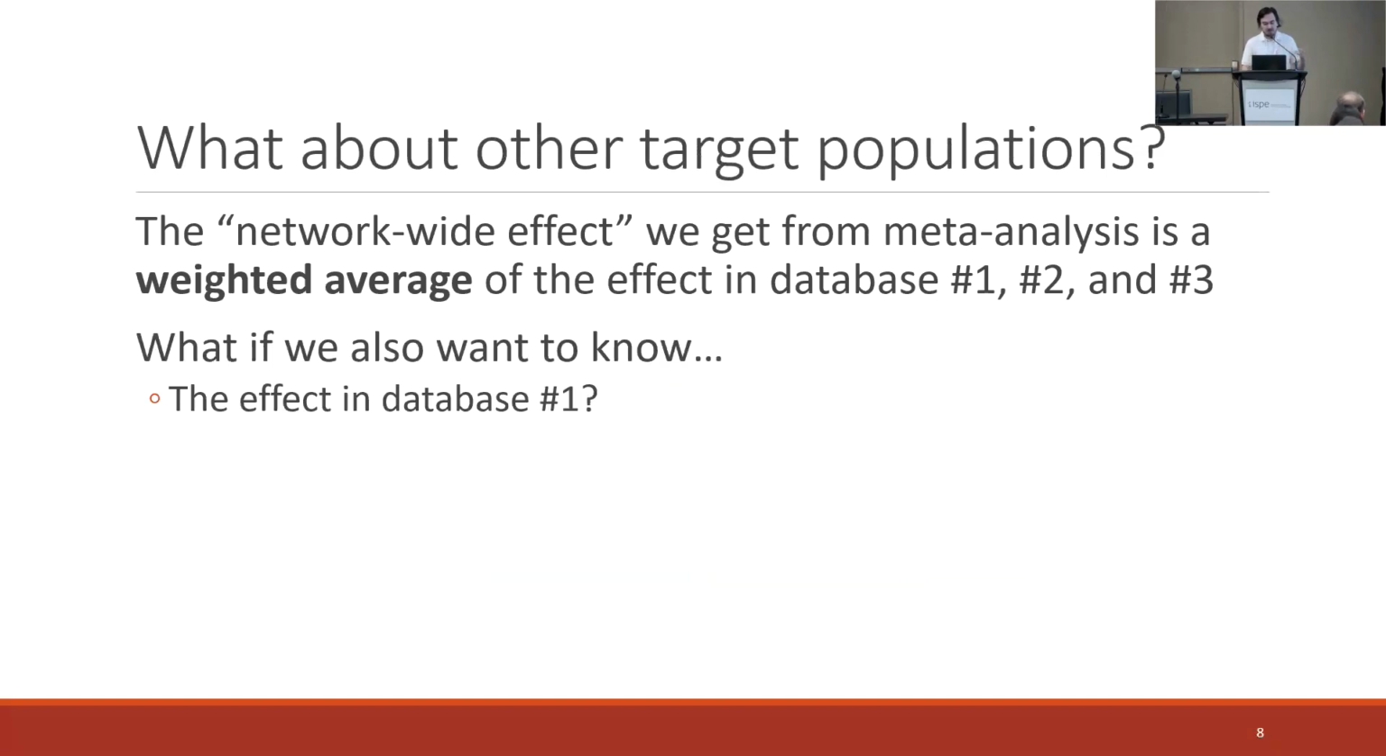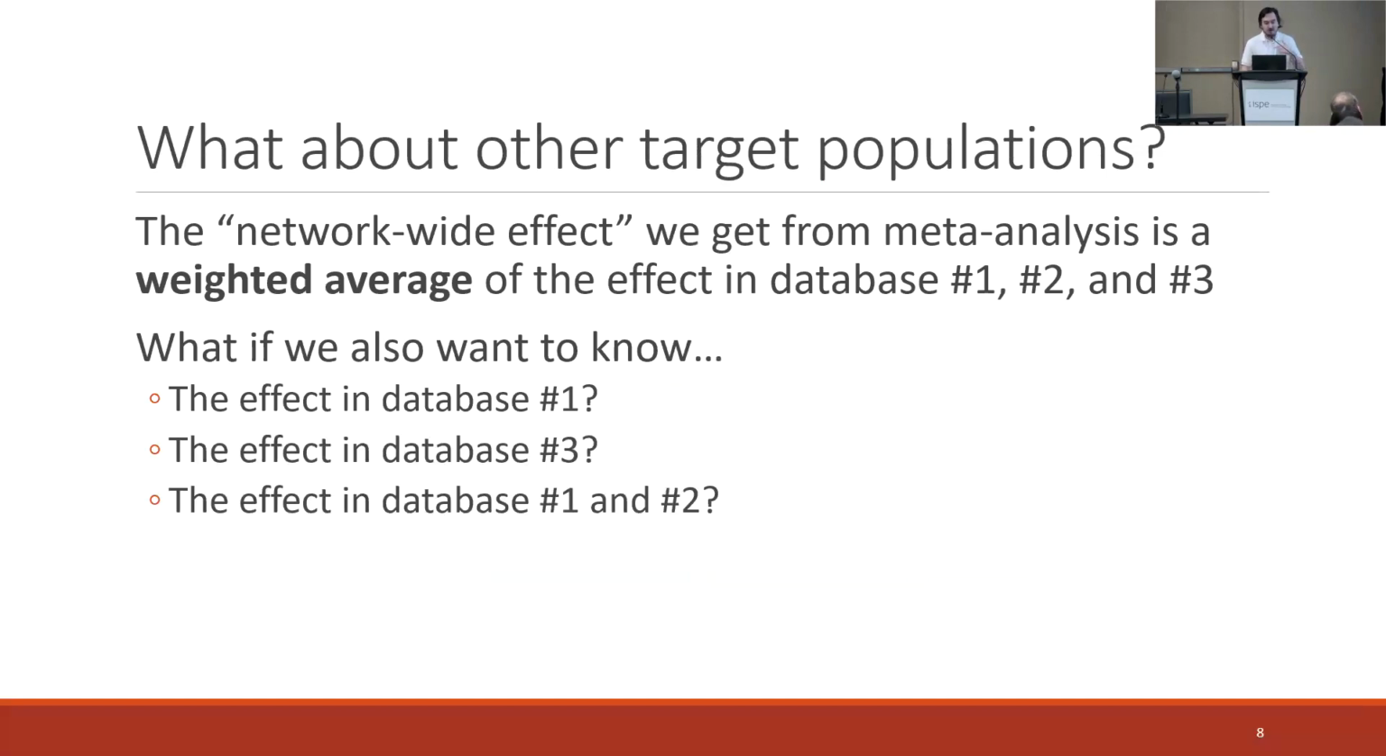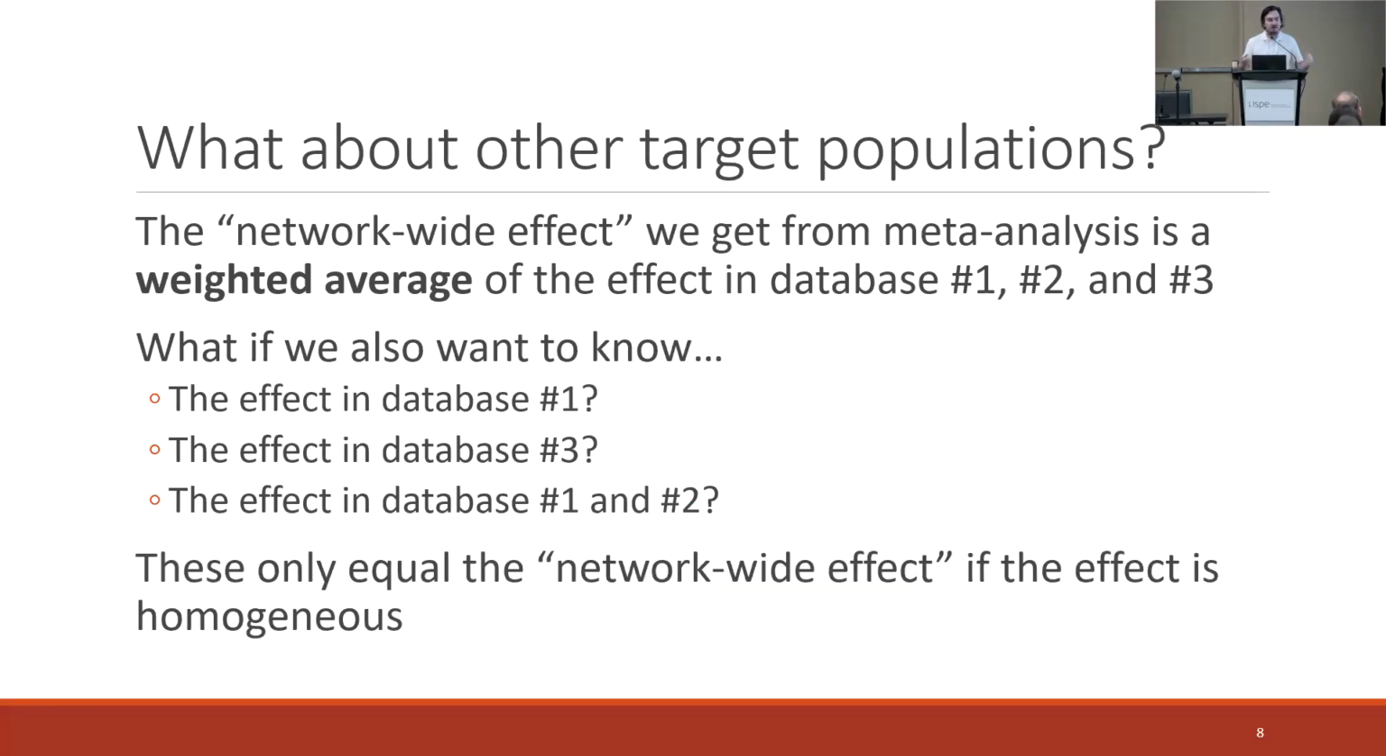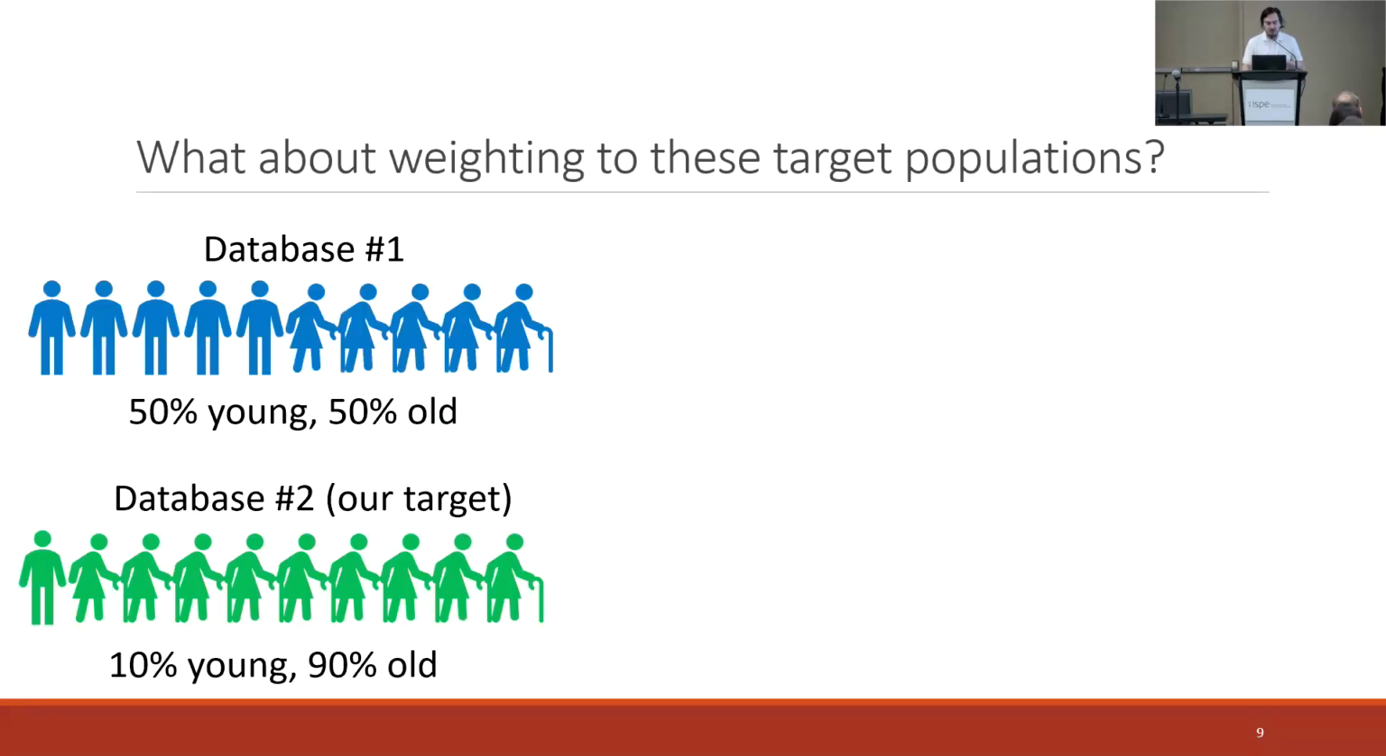But what if we also want to know the effect in database 1, or the effect in database 3, or the effect in database 1 and 2 together? So these are not going to correspond to the network-wide effect unless the treatment effect is homogeneous, so unless there's no variation in the treatment effect. So what if we weighted to those target populations before or while we were doing our analytics?